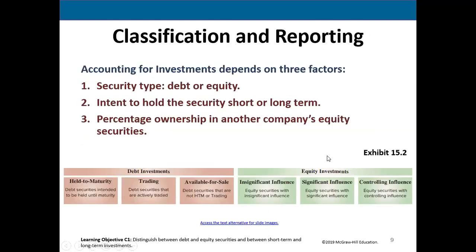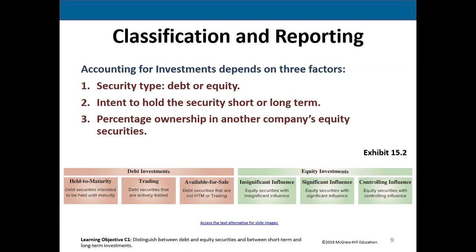Now, how do we account for them? And that's the key. So once we understand what they are, then we need to determine how to do the accounting for them. And it's very specific. So we're first going to deal with how we do the accounting for debt investments when the corporation is buying debt, such as bonds.